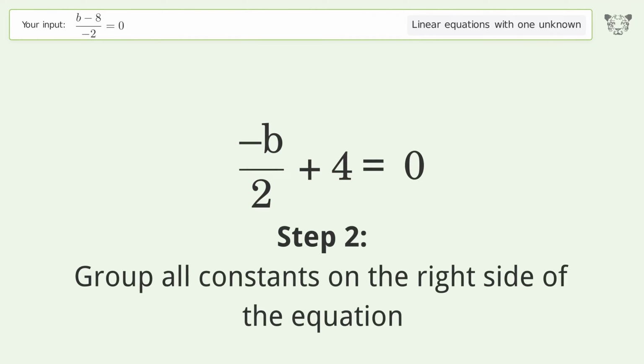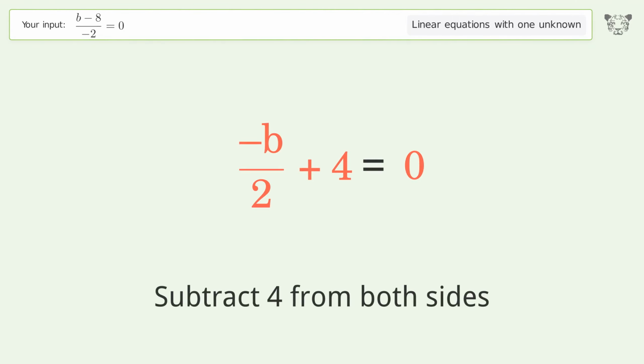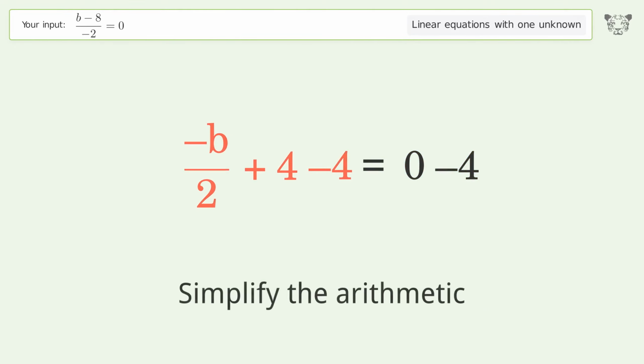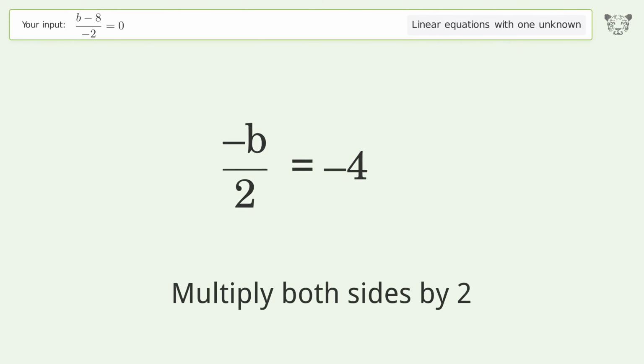Group all constants on the right side of the equation. Subtract 4 from both sides. Simplify the arithmetic. Isolate the b. Multiply both sides by 2.